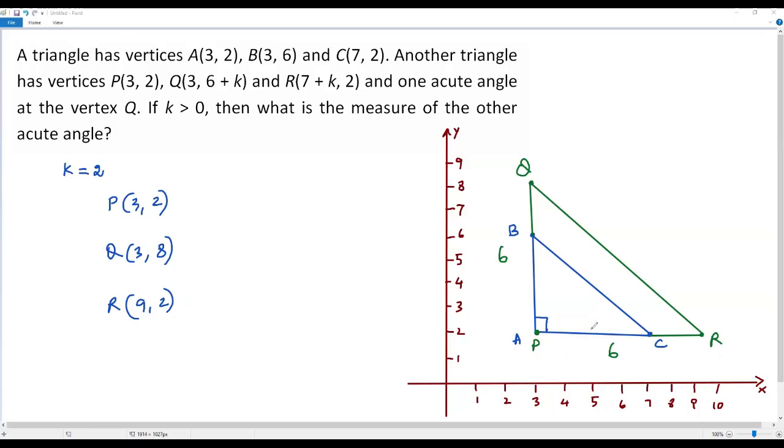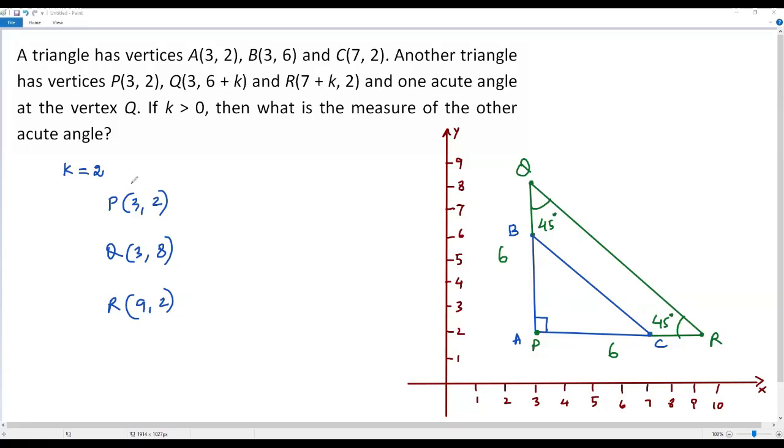In an isosceles right triangle, apart from the right angle, in the remaining two interior angles, the measure of each interior angle will be 45 degrees. So here we have 45 degrees and here we have 45 degrees. The question says the triangle PQR has one acute angle at the vertex Q. So that is 45 degrees, we got it. And we have to find the measure of the other acute angle, that is at the vertex R over here. So that's also 45 degrees. So the measure of the other acute angle in the triangle PQR is 45 degrees.